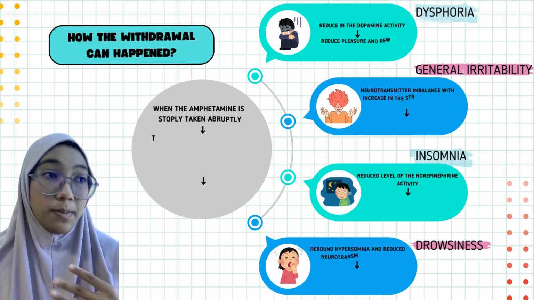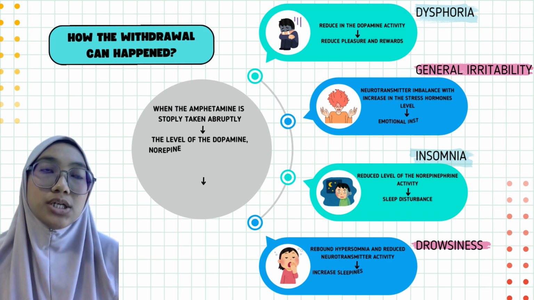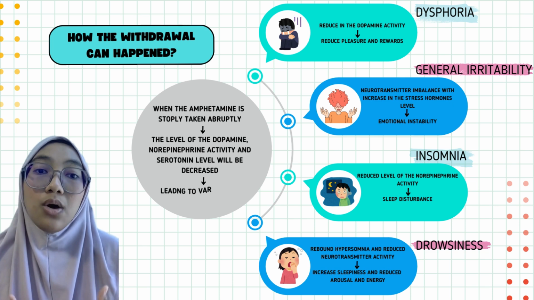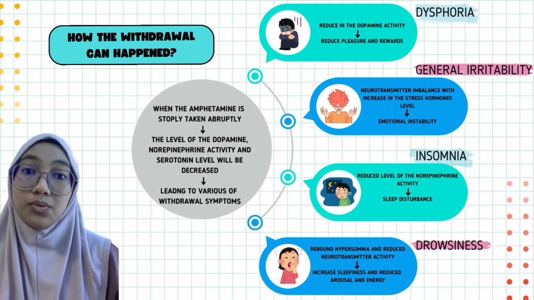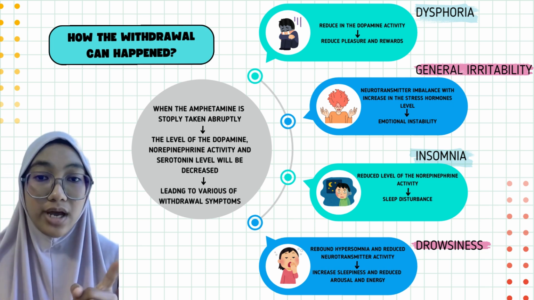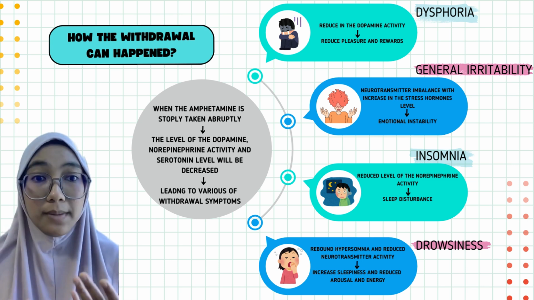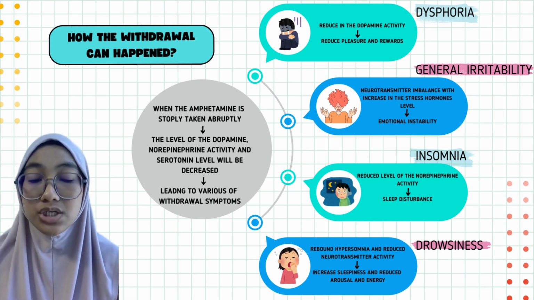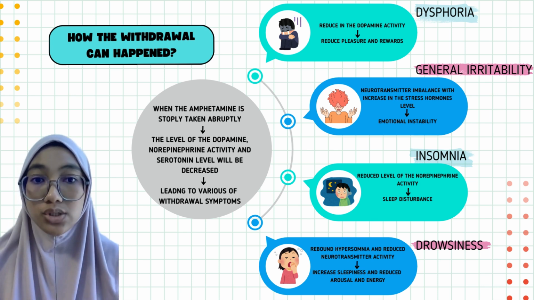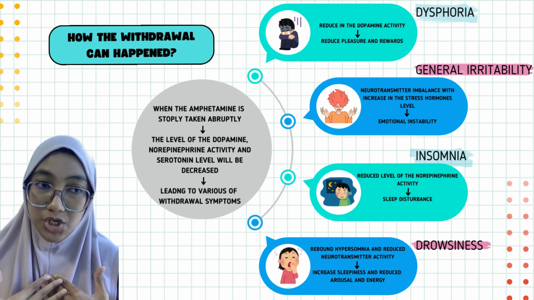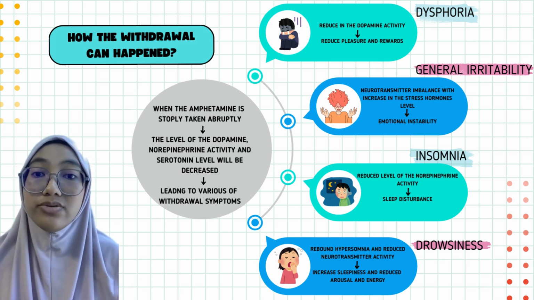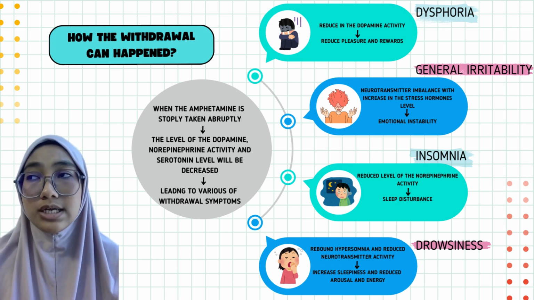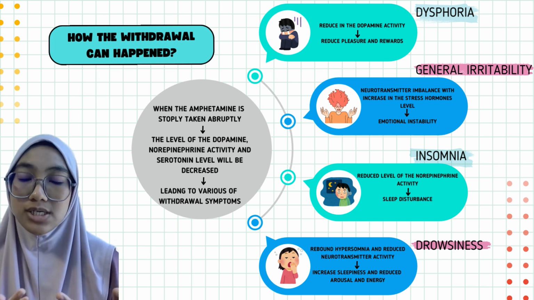When the patient stops abruptly from taking amphetamine, the levels of dopamine, norepinephrine, and also serotonin will decrease. As a result, the withdrawal symptoms will occur. Dysphoria happens due to reduced dopamine activity, the neurotransmitter involved in pleasure and reward. When dopamine is reduced, the feeling of pleasure and reward is also reduced. General irritability happens when there is a neurotransmitter imbalance and an increase in stress hormone, which leads to emotional instability.